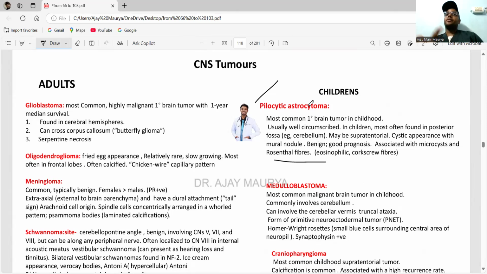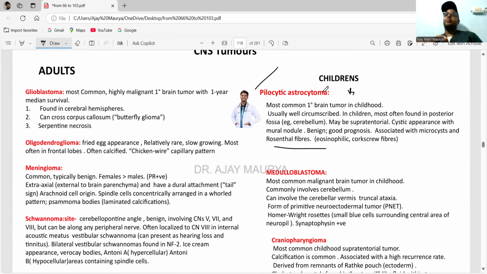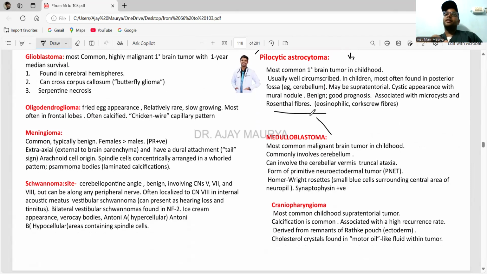Pilocytic astrocytoma is the most common benign tumor. Remember, it is located at the periphery. Medulloblastoma is the most common malignant brain tumor of childhood. Remember here, benign is the pilocytic, malignant is the medulloblastoma, which is located centrally.